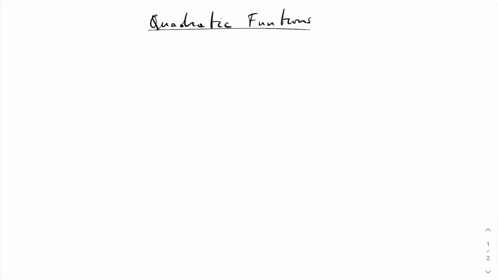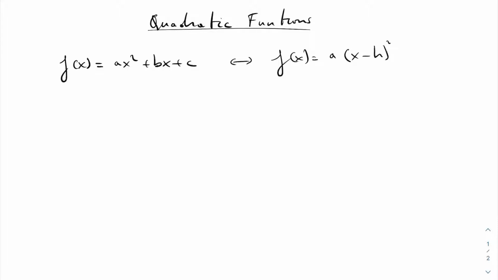A quadratic function is a function that's written in the form of f of x equals ax squared plus bx plus c. Or you can also write it as f of x equals a in parentheses x minus h squared plus k, where in both of those cases, a should be different from 0. The first form here is the general form, and the second one here is the standard form.